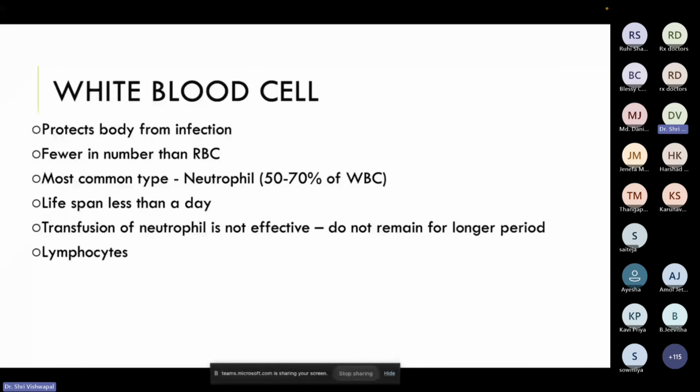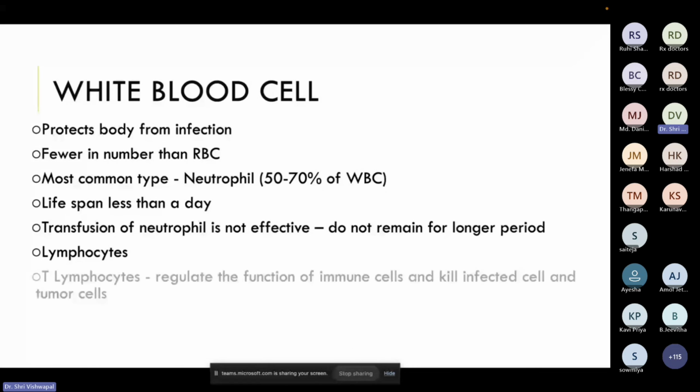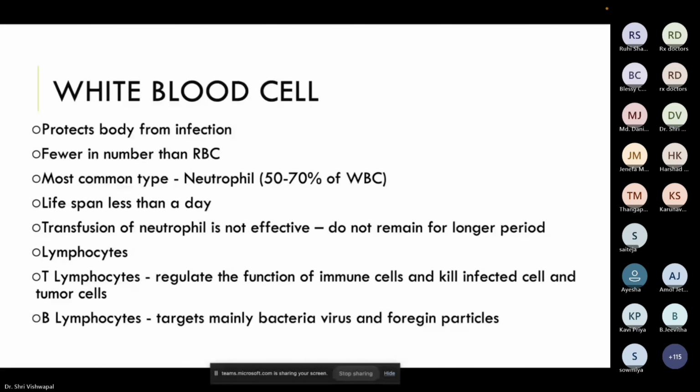And the next one which I'm going to discuss is lymphocyte, the next largest WBC after neutrophil, and we have two types of lymphocytes. One is T lymphocyte and the other is B lymphocyte. T lymphocyte regulates the function of immune cells and kills infected cells. So in case of tumor markers, we could see disease like lymphocytes in a high count.